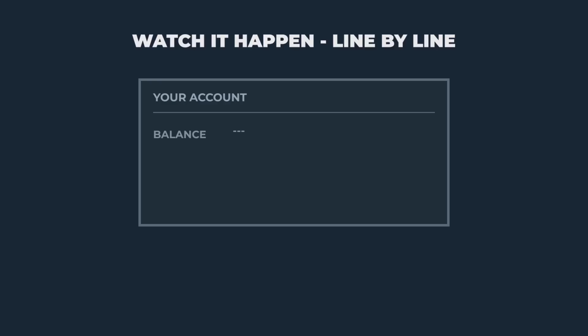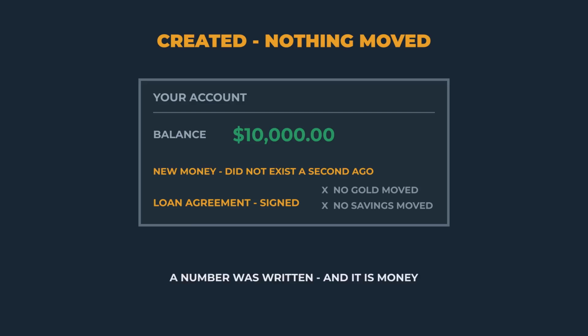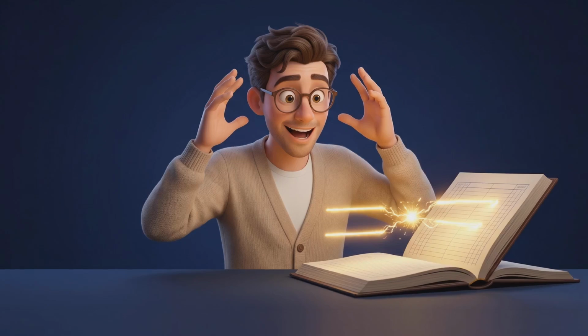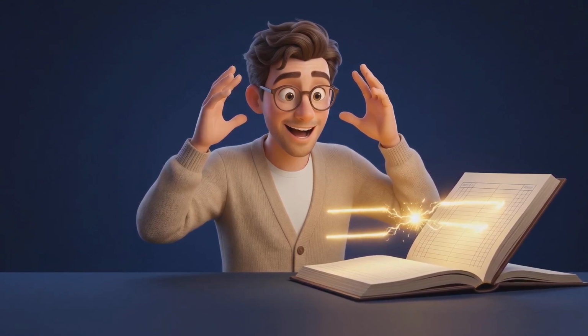Let's slow that down and watch it happen line by line. Before you walk in, the bank's screen shows nothing for you. You sign, and the banker types 1, 0, 0, 0, 0. The instant they hit enter, $10,000 exists that did not exist a second earlier. No gold moved, no savings moved. A number was written, and that number is money you can spend. And that's not a figure of speech. That is, literally, double-entry bookkeeping creating money out of an agreement.